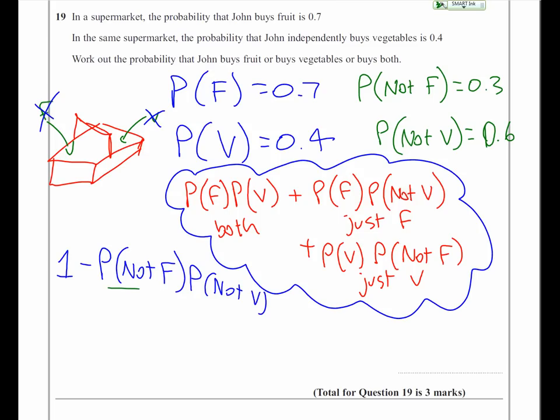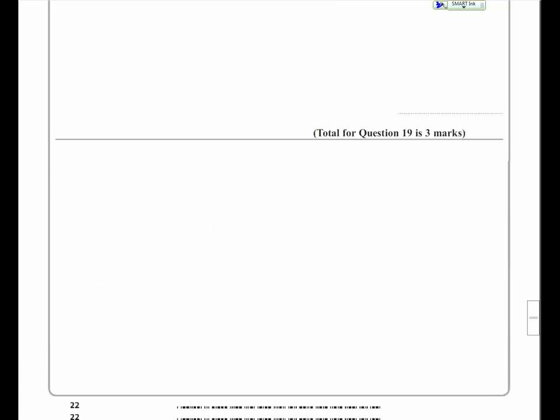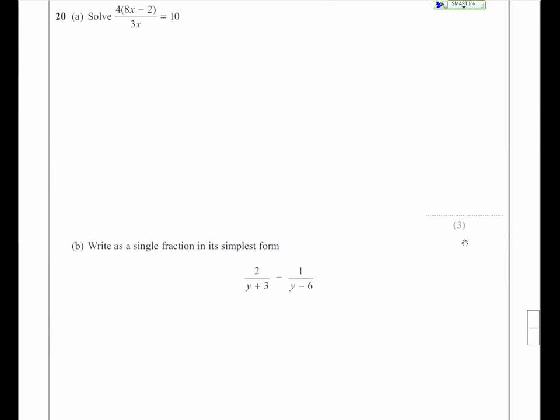Okay, so probability of not fruit is 0.3, probability of not veg is 0.6, so it's 1 minus the answer to that. 3 times 6 is 18. However, we're moving the decimal point twice, so it's to here 0.18. So 1 minus 0.18, think of 100 minus 18, and then put 0. The answer, 0.82 is your answer to that question. Okay, clear ink. Moving on to question 20.